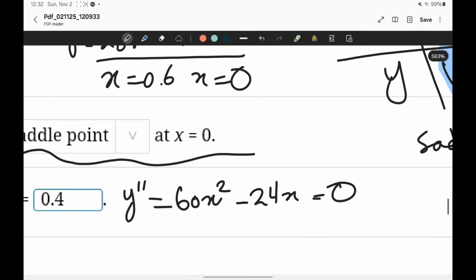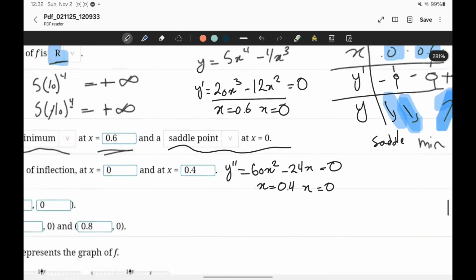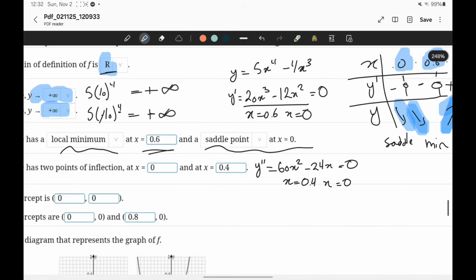Equate this to 0 and you get x. x is 0.4 and x is 0. But they don't want any concavity, so just tell them x is 0 and 0.4.